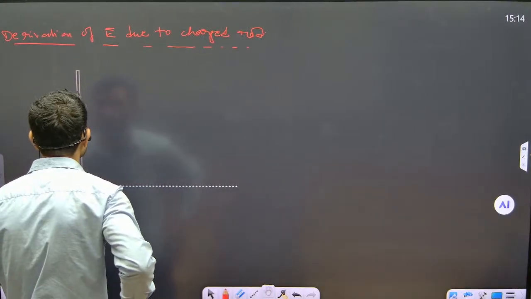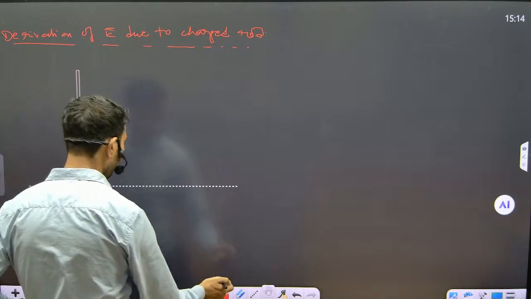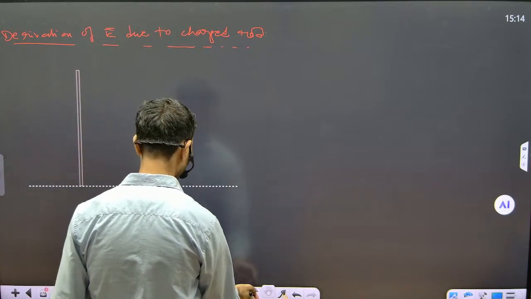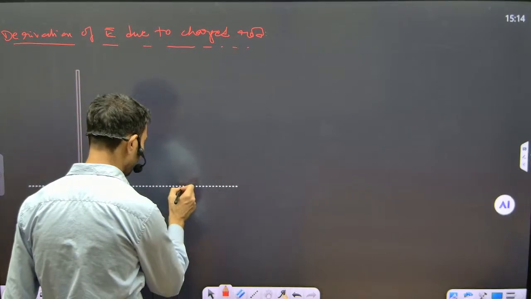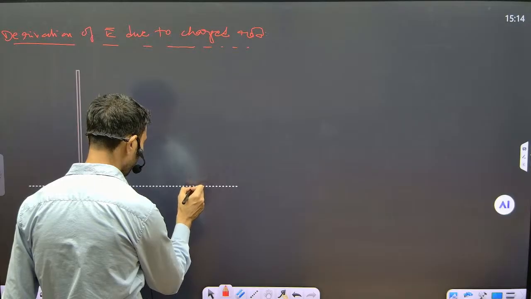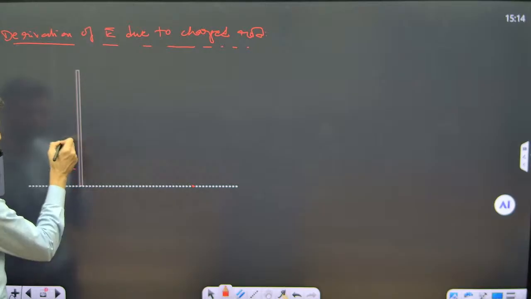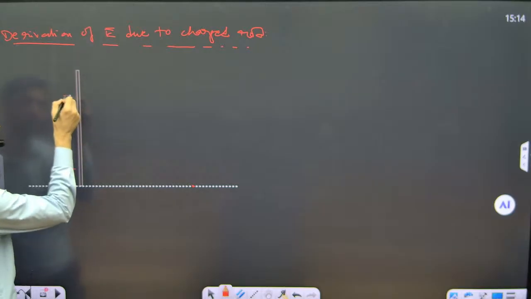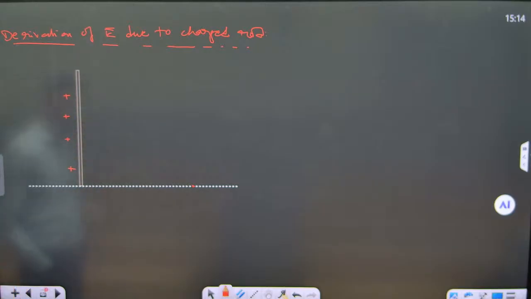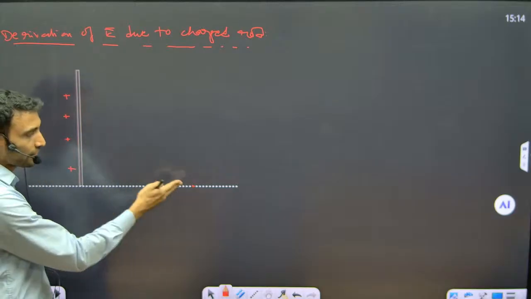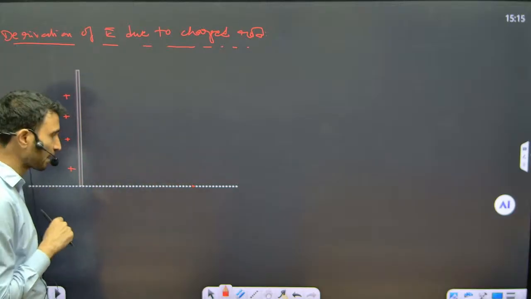This is a better diagram than I thought I would be able to draw. Good diagram. Now, let's say at one particular point, I'm interested to find out the electric field. Let's say at this point. And this entire thing is charged. Let's say it's positively charged. And because of this rod, I want to find out the electric field here. That's the entire story.